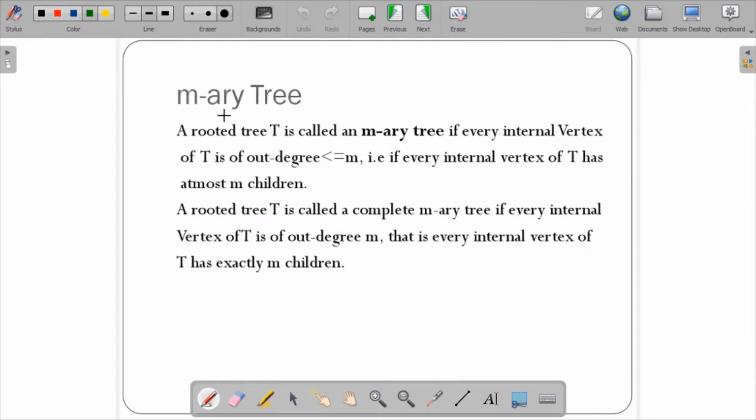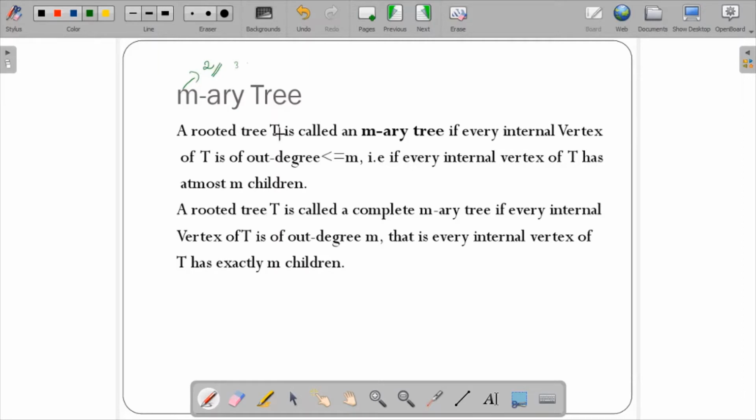Next, we look at how to build the m-ary tree. Here m can have any number of values. If it has the value 2, then it is a binary tree, and there is a concept of a complete binary tree as well as a binary tree. If it is more than 2, then you can have a 3-ary tree, 4-ary tree, 5-ary tree, 6-ary tree. So this is the concept of an m-ary tree.